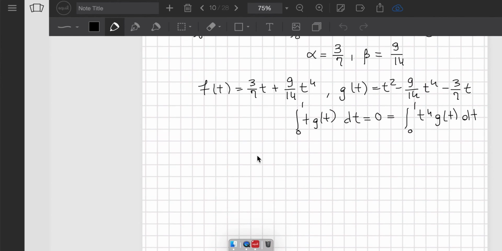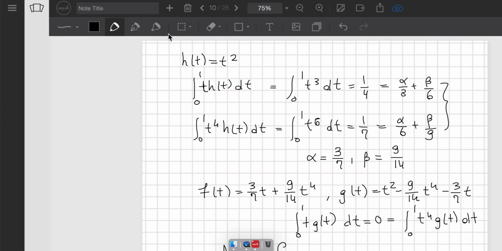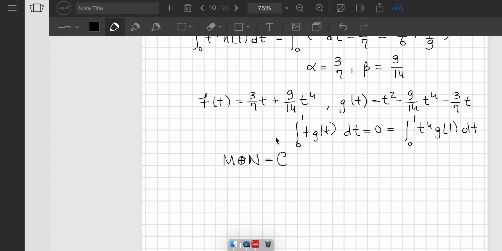That is how you prove that indeed M direct sum N is equal to C, because M plus N is equal to C. Their intersection is equal to the zero function, and they're both subspaces of C. And so the proof is finished.